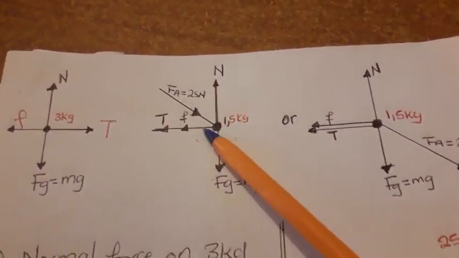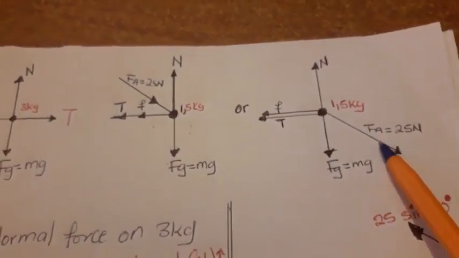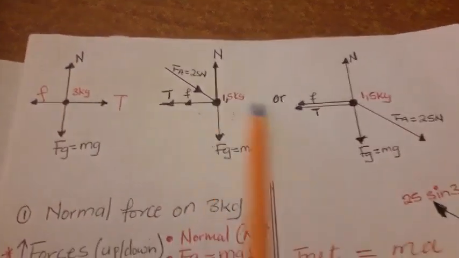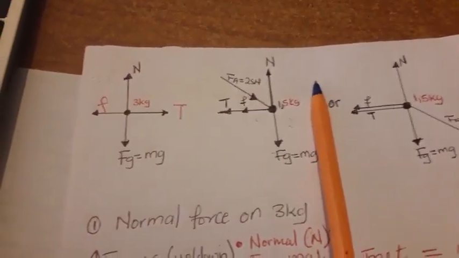So this is our 25 newtons force. You can put it like this also, as long as it is in the same line and in the same direction. Your forces must have arrows. So these are our free body diagrams.